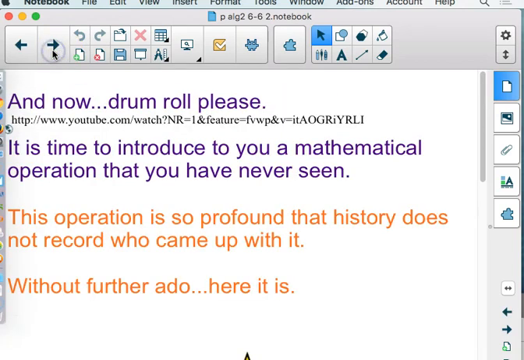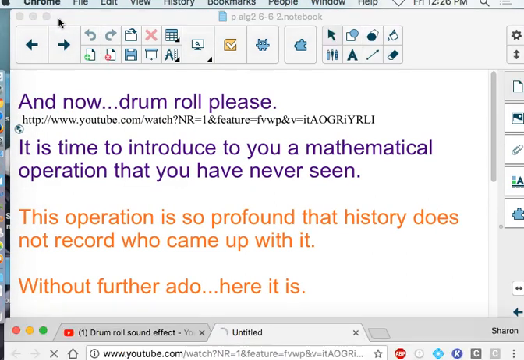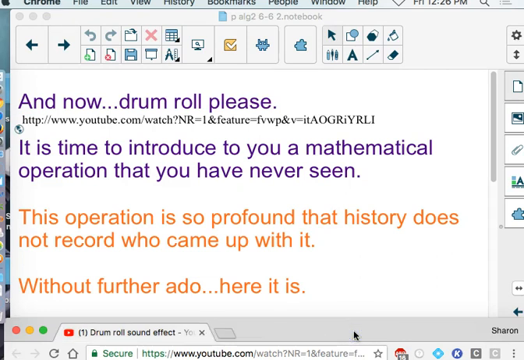So let's see where we are. Oh, yep. Got to introduce you to composites. Or my computer is slow. Drum roll. Took it a while. Get to that drum roll. Time to introduce you to a mathematical operation you have never seen.